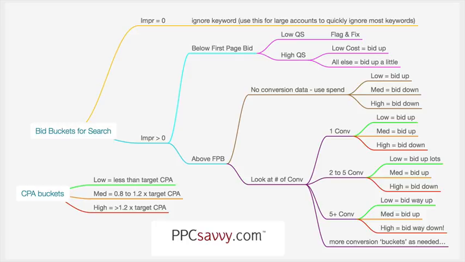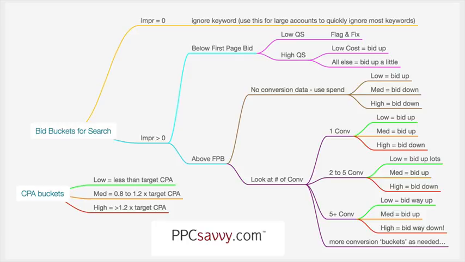If it's below first page bid and low quality score, flag those keywords to be fixed later. We might, for instance, apply a label to those that says low QS and low FPB fix. Then somebody else can go in, or you can go back into the account later on and fix those. If quality score is high, we might bid those keywords up because they're below first page bid but everything else looks fine. Let's bid those up.